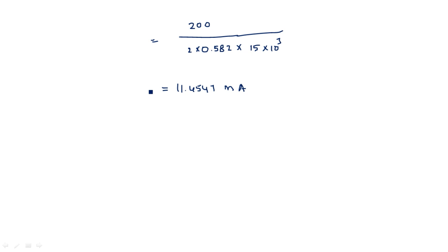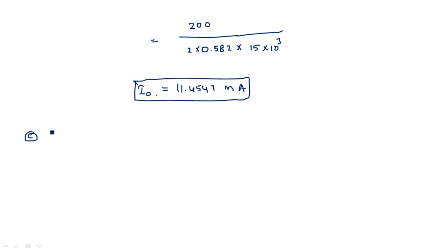Okay, substitute the values which are known to us. The voltage is given in the problem statement itself, so 200 divided by 2 into 0.582, the value of this Bessel function, which is already calculated and given directly. RSH is 15 kilo ohms, which is 15 into 10 power 3. After simplification we have 11.4547 milliamperes. The 10 power 3 in the denominator comes to the numerator as 10 power minus 3, so you can write it in milliamperes.